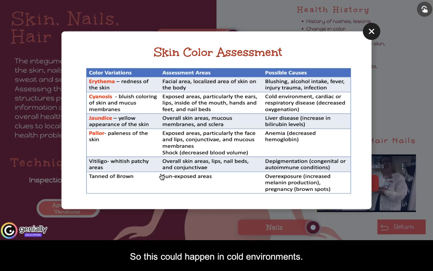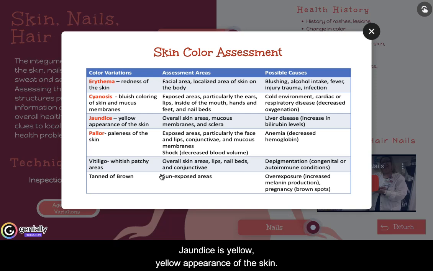So this could happen in cold environments. Some people have Raynaud's disease. You'll see that in them. Cardiac respiratory disease shows decreased oxygenation. Then you have jaundice. Jaundice is a yellow appearance of the skin. This can be caused by liver disease because of increased levels of bilirubin.